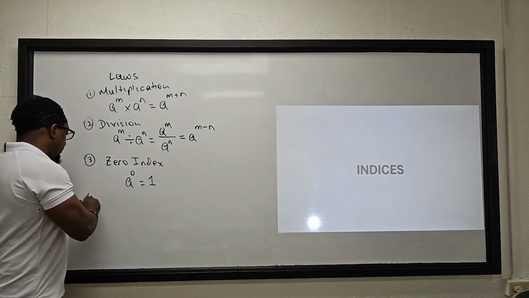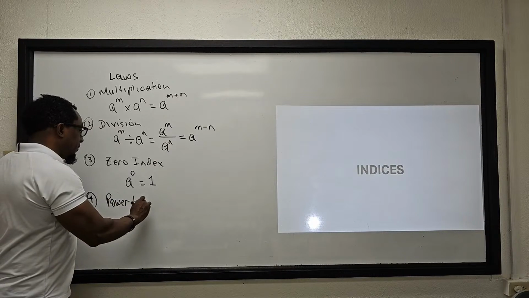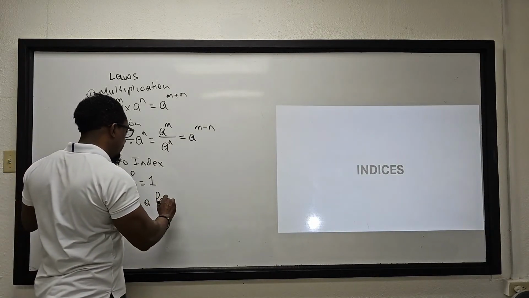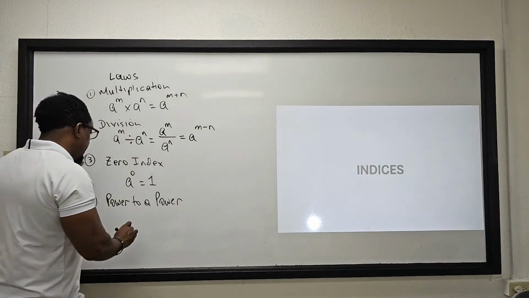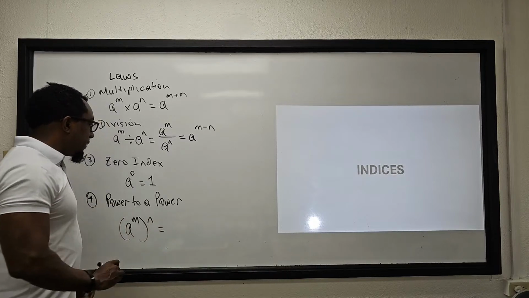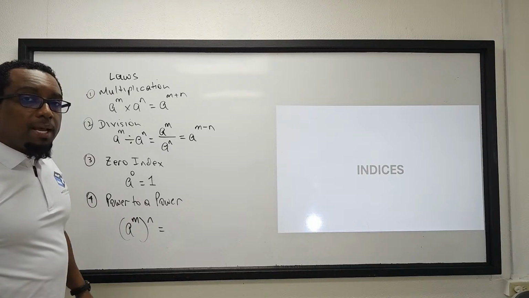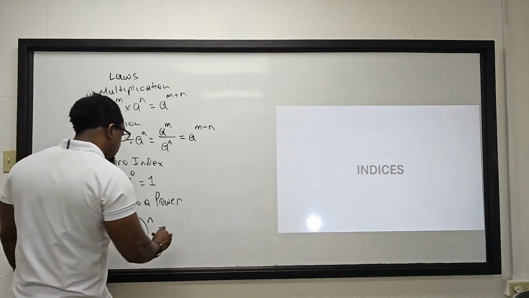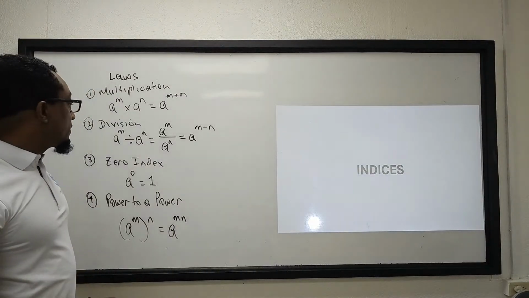4, you have what you call power to a power, meaning if you have a to the power of n raised to a power of n, you can simply take the power outside and multiply by the power inside. This is a to the power of n, multiplying the power outside by the power inside.